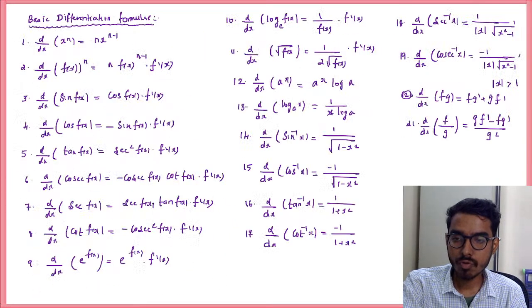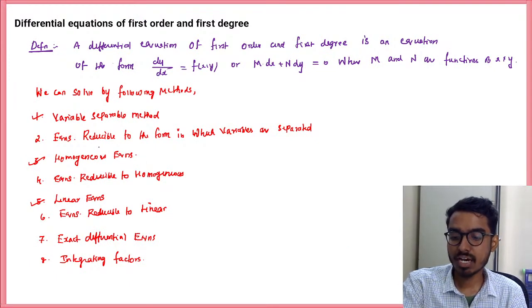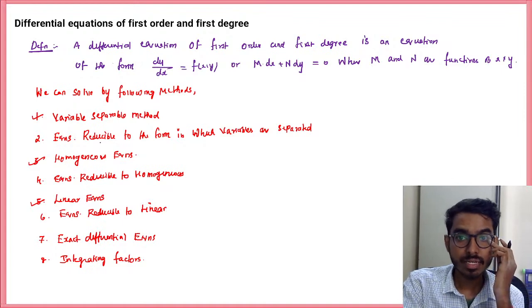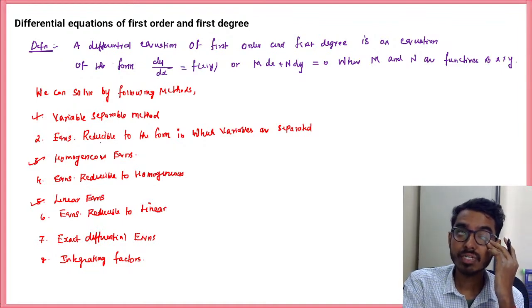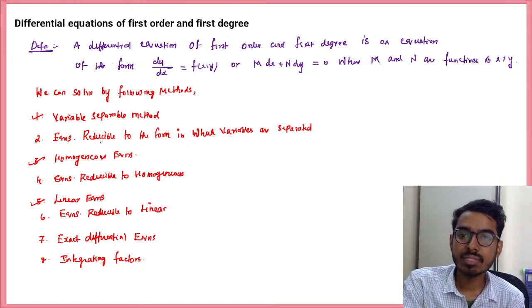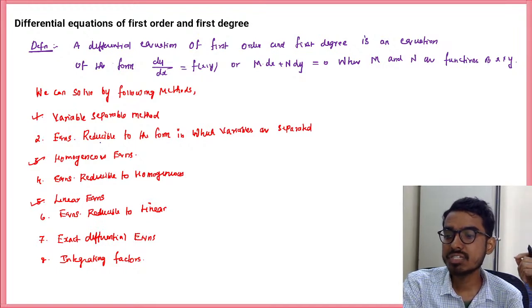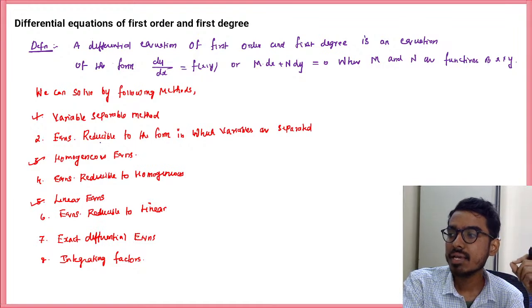Okay. So now we will come back to the topic we had started, which is differential equations of first order and first degree, right? We are going to solve a differential equation of first order and first degree. The solution will be a function, actually a family of functions, because we are adding an integration constant c. We can vary c to get infinitely many solutions, right? We can solve by many methods. The first method we are going to use is the variable separable method, right?